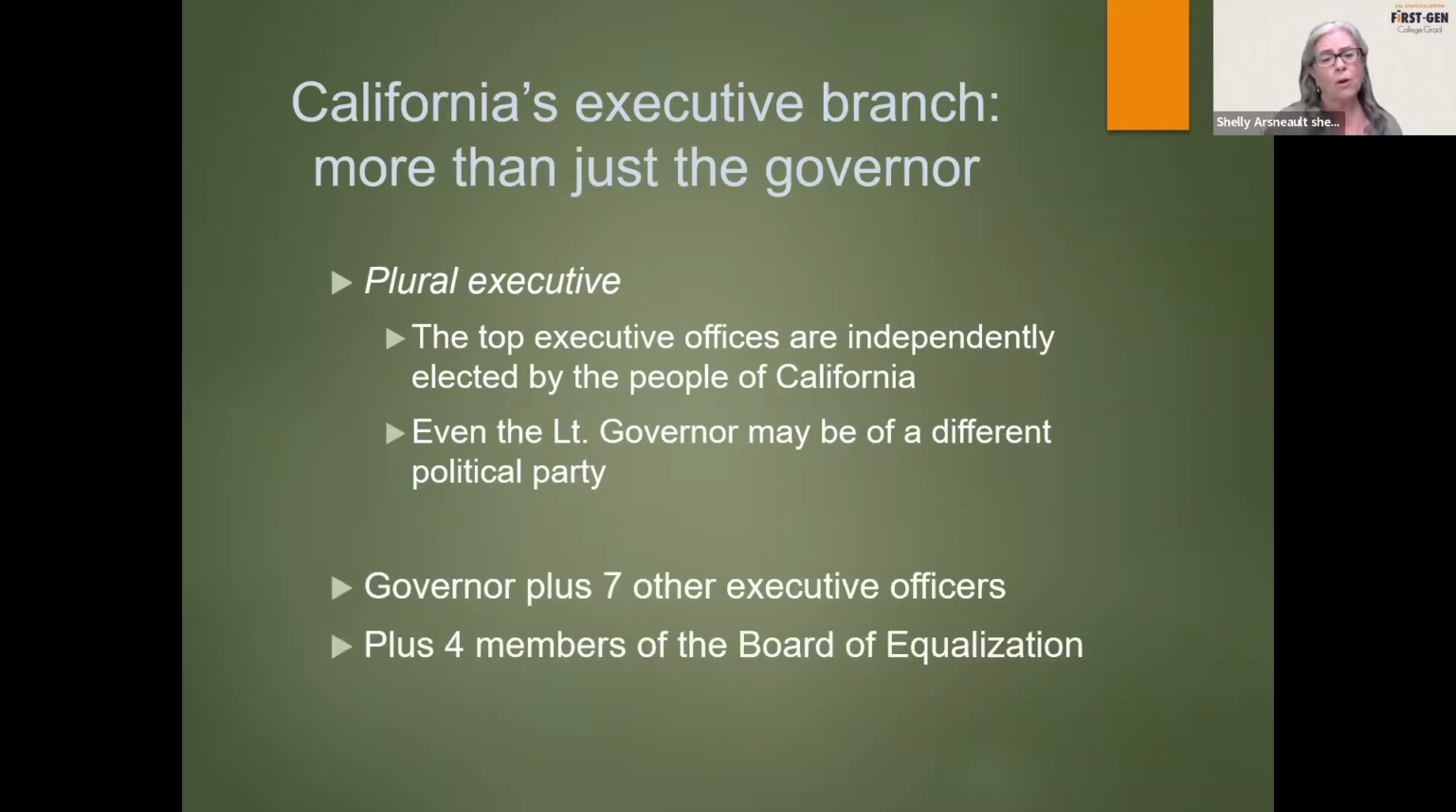So who are we voting for? Again, these are called statewide elected offices. And so it is the governor plus 7 other executive officers. Then there is that tricky Board of Equalization, which we will talk about. There are 4 members of the Board of Equalization. You will vote on only 1. You are in a district for that, essentially, an area.